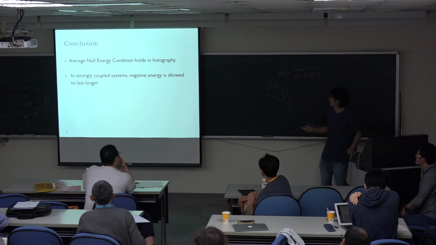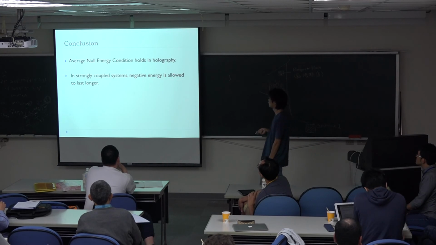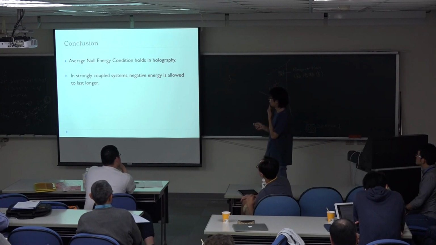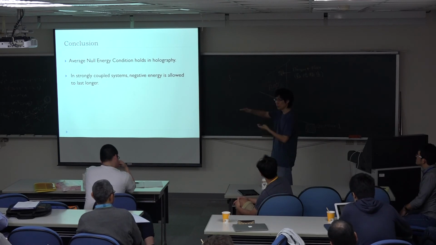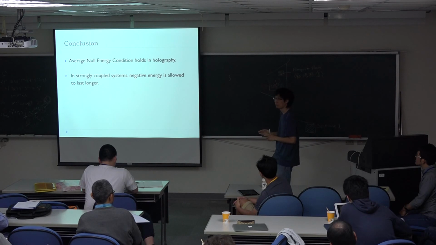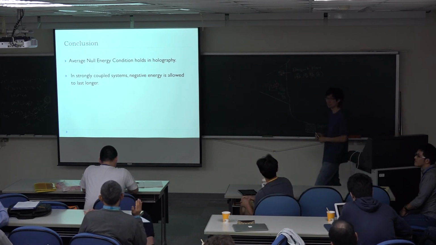So let me conclude. The conclusion is that the average null energy condition holds for the holographic setup. But in a strongly coupled system, you find that negative energy is allowed to last longer. And to point out future work, we are interested in whether this kind of constraint is related to the description of the boundary operator that could describe the localized gravitational wave. But we leave it for future work. Okay, so that is my talk. Thank you.